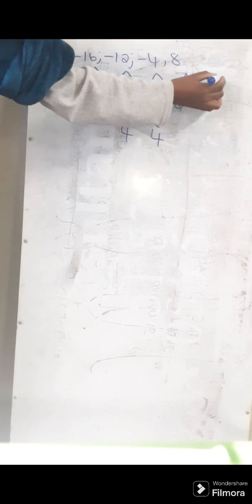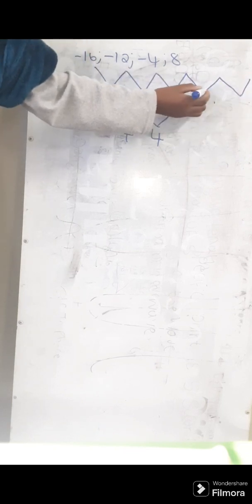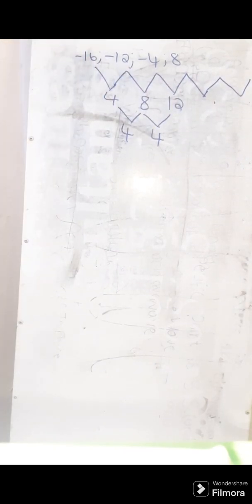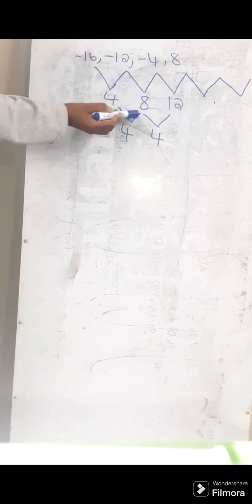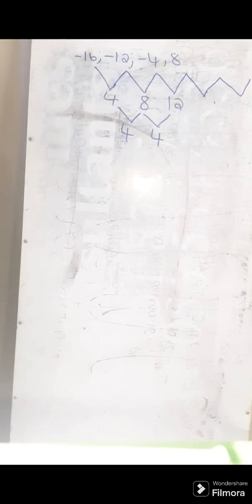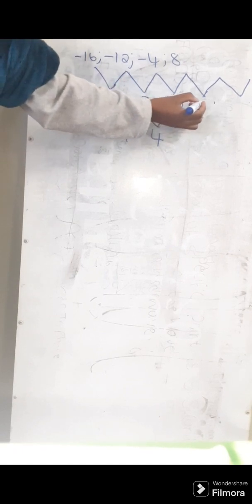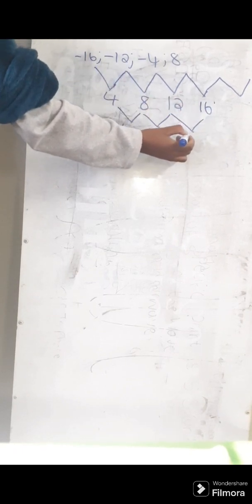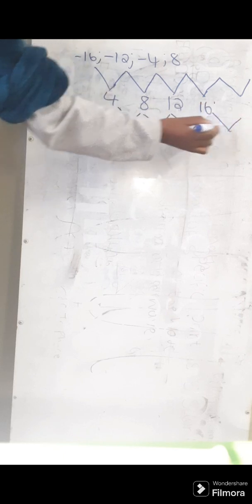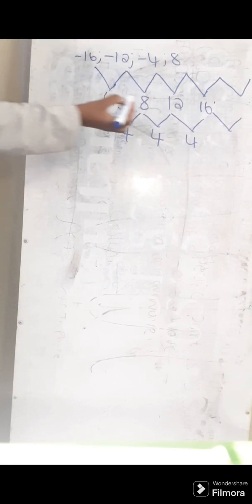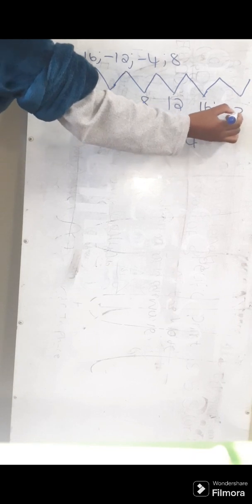So we can actually get the next two terms. What we are going to do to get the next two terms is say this increases by 4. So 12 plus 4, that is 16. This is 4 here. And then here we'll have 20, right?